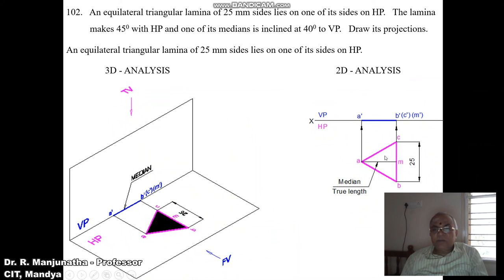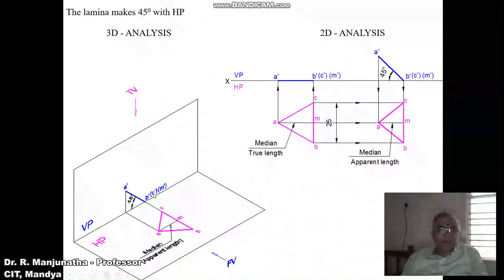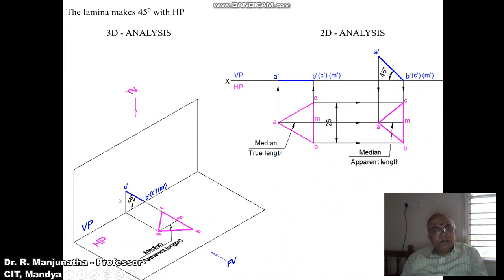The median is in true length because a dash m dash is the one which is going to be parallel to HP. So you are getting the true length in HP. So the lamina makes 45 degrees with HP as one of the sides is resting on HP. We can see one of the sides, that is b dash c dash, is resting on HP.